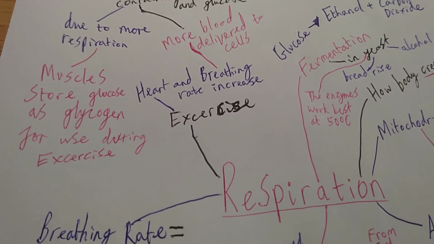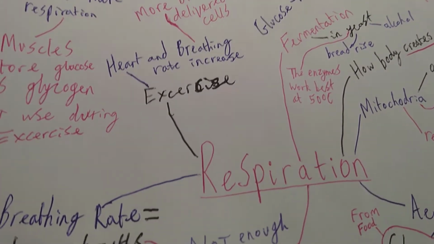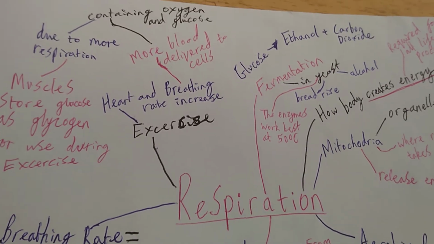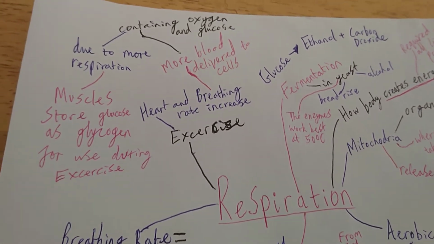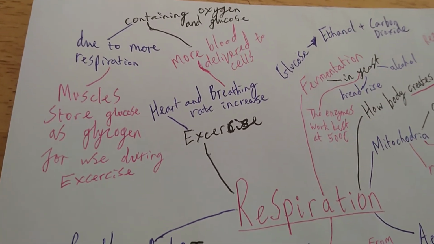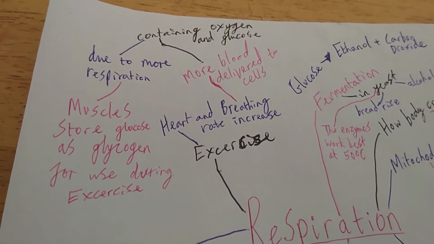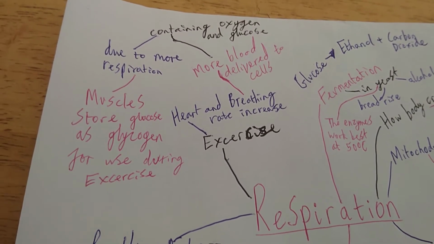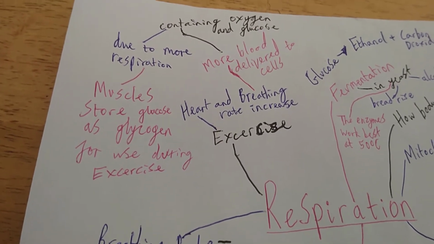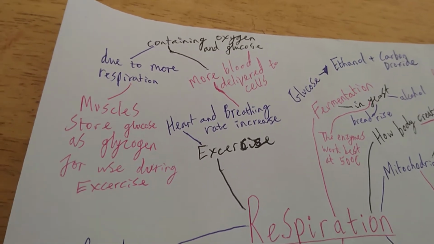Exercise causes the heart and breathing rate to increase, which means more blood is delivered to cells. This blood contains oxygen and glucose, so that allows more of this respiration reaction to take place. Muscles store glucose as glycogen for use during exercise.